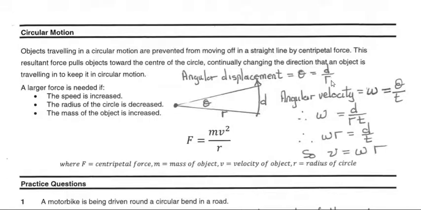Theta equals d divided by r. Angular velocity, omega, equals theta divided by t. Therefore omega is d divided by rt. Omega r equals d over t. So v, the linear velocity, equals the angular velocity multiplied by the radius. v equals r omega.